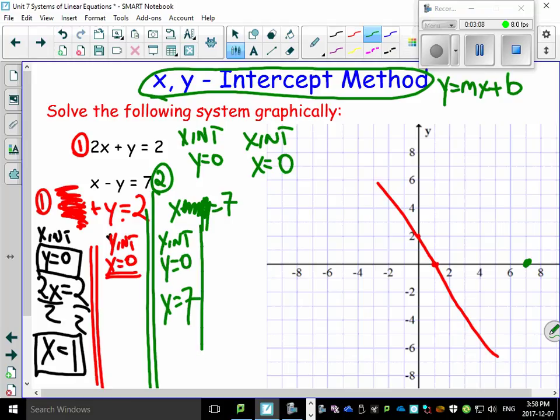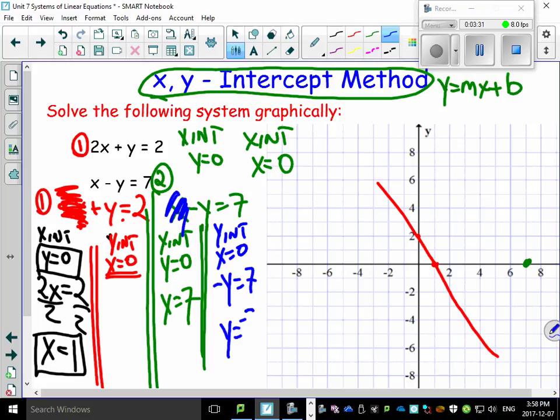Do the same thing now for the y-intercept. Let me rewrite this equation again so that you can see the whole thing. Remember, that was x minus y equals 7. And if we're going to do the y-intercept now, we know that x equals 0. That means this guy is gone, leaving you with minus y equals 7, or y equals minus 7, taking that negative over to the other side. Putting that negative 7 right there on the y-intercept, look how beautiful this is. Right bang through there. Look at that. That's awesome.